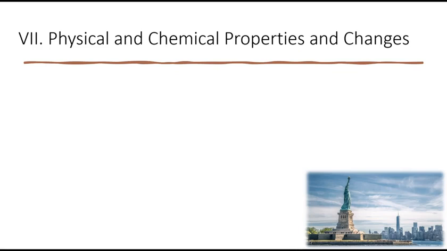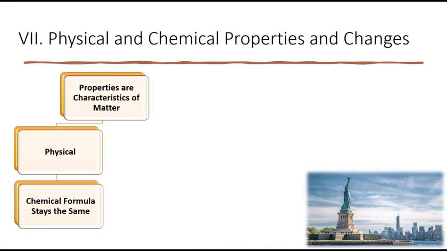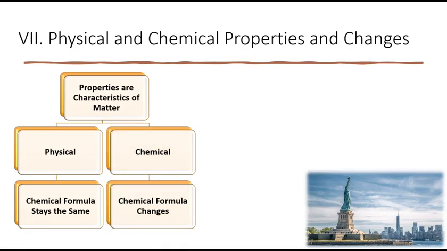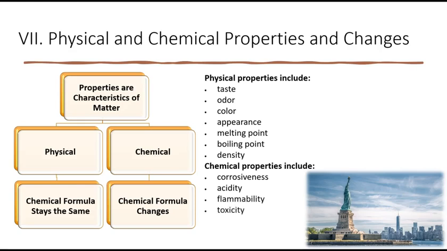Number 7, physical and chemical properties and changes. Properties are characteristics of matter. There are physical properties, which means the chemical formula stays the same, and chemical properties, which means the chemical formula will change. Physical property examples include taste, odor, color, appearance, melting point, boiling point, density. Chemical properties include corrosiveness, acidity, flammability, toxicity.